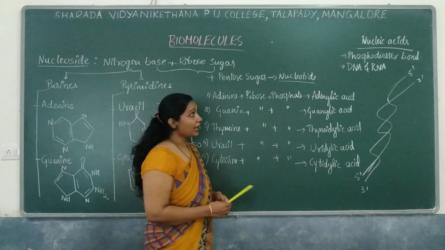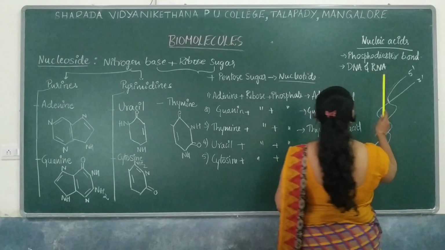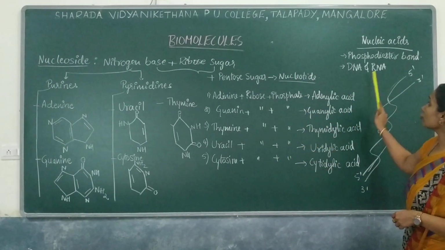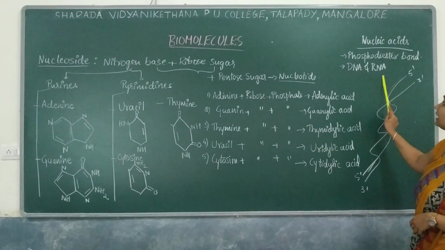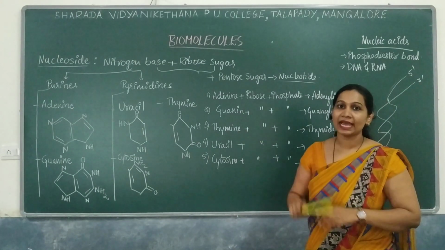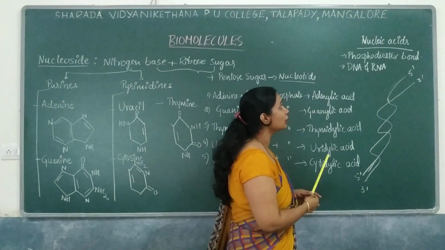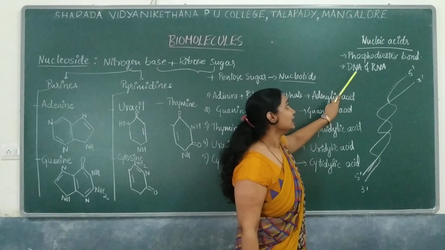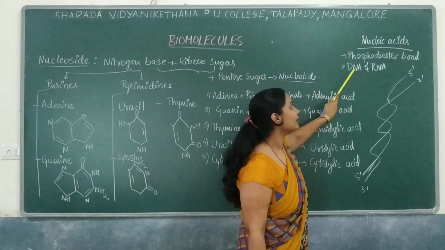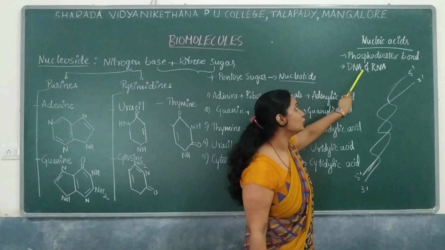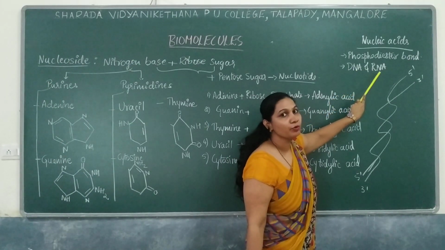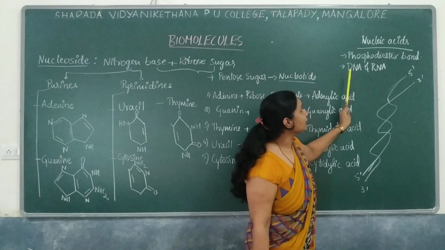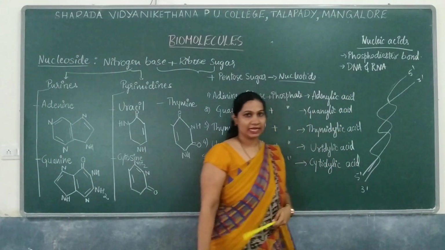So now regarding the nucleic acids, nucleic acids are mainly of two types, DNA as well as RNA. DNA and RNA are the two types of nucleic acids. DNA is deoxyribonucleic acid, with deoxyribose sugar, and RNA is ribonucleic acid. So that is DNA as well as RNA.